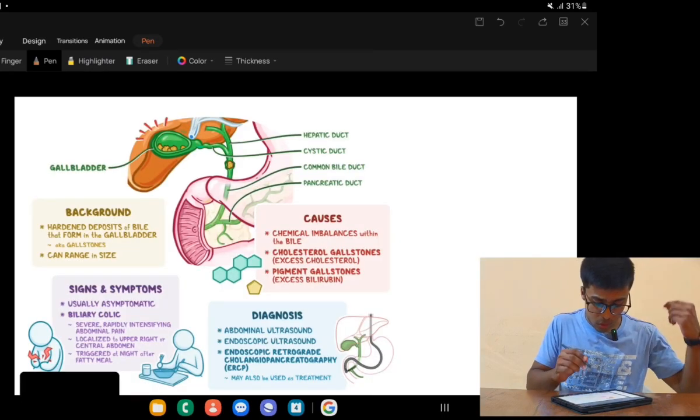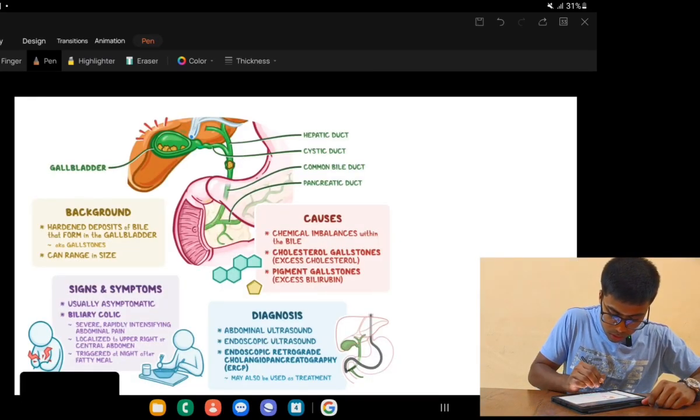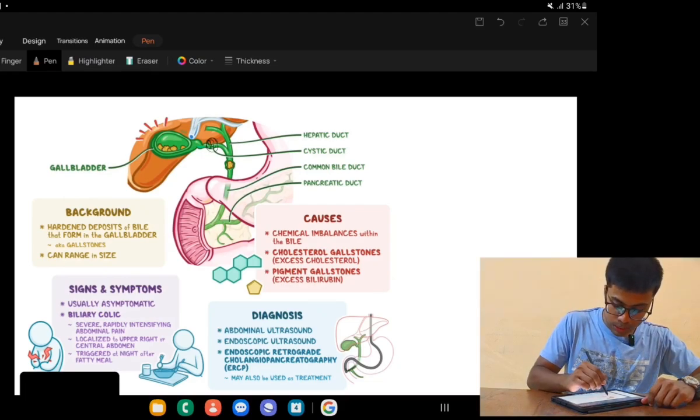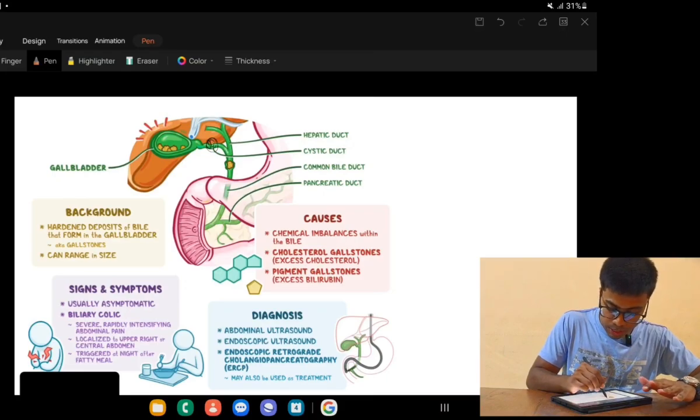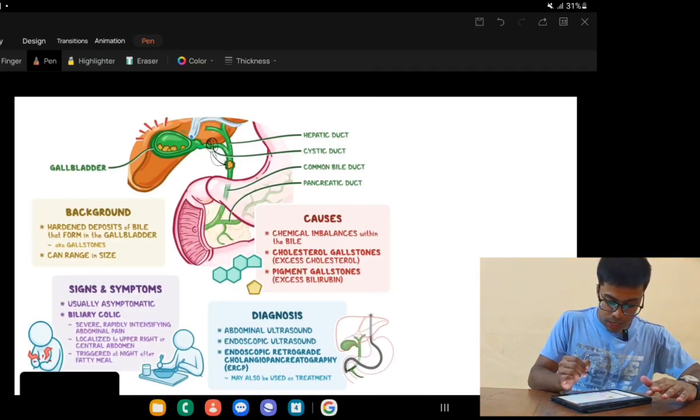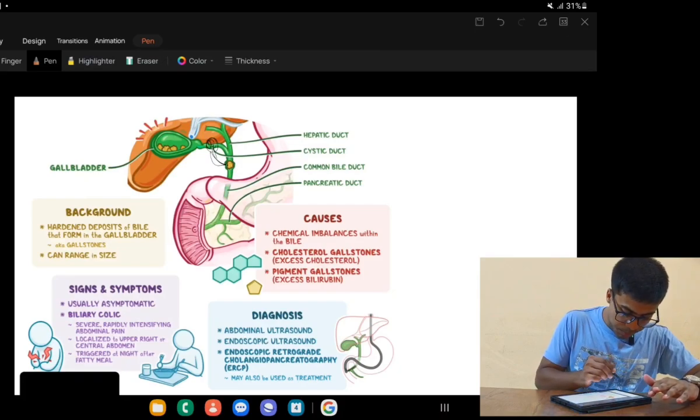Before knowing this, how does it happen? This is the neck, cystic duct here, common bile duct. This is the common bile duct, cystic duct. If the stone gets incorporated or stuck here, it can stick to this and can form a fistula with this, and that will lead to Mirizzi syndrome.